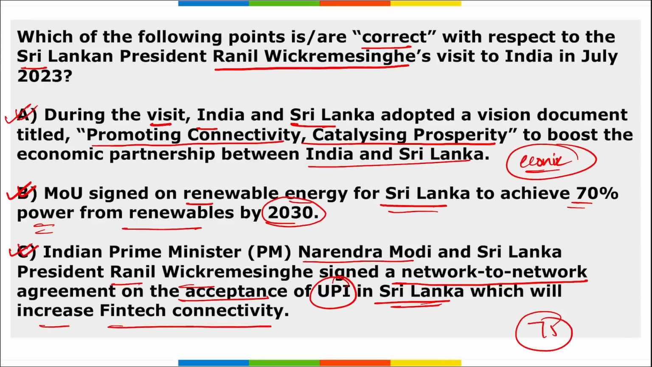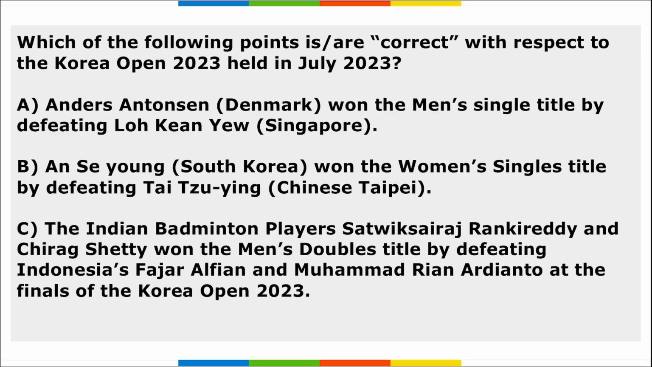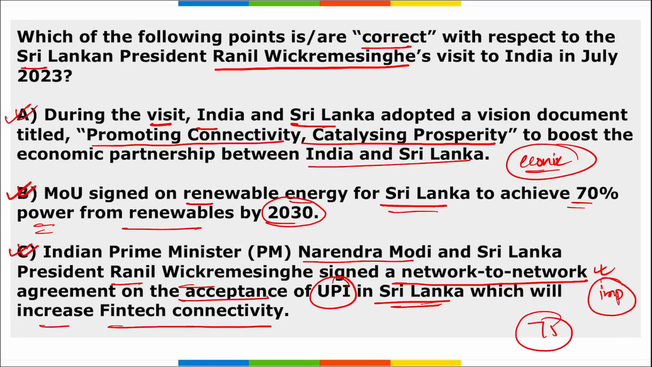So yes, option C is also correct, and this also becomes an important question: to increase the UPI, in which country or in which neighboring countries did India recently sign a network-to-network agreement? It was between India and Nepal, India and Sri Lanka, right? Next, so all these options A, B, C are correct here.